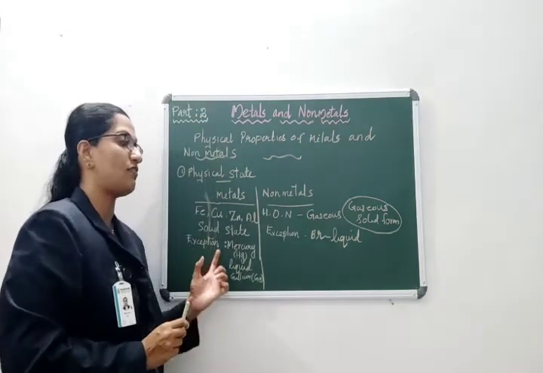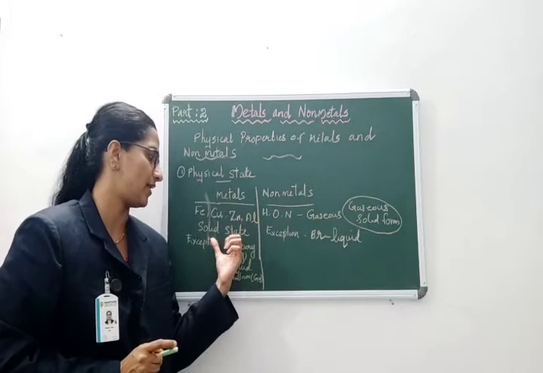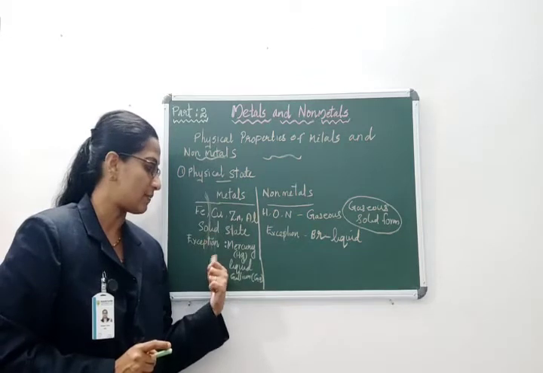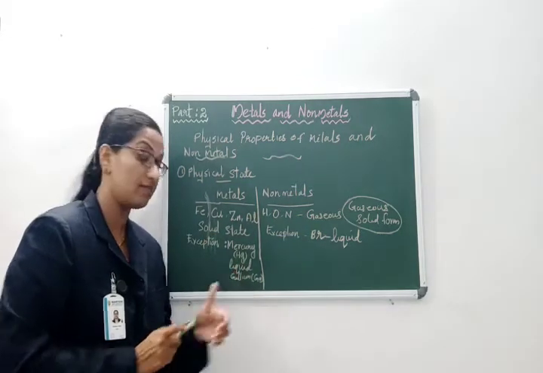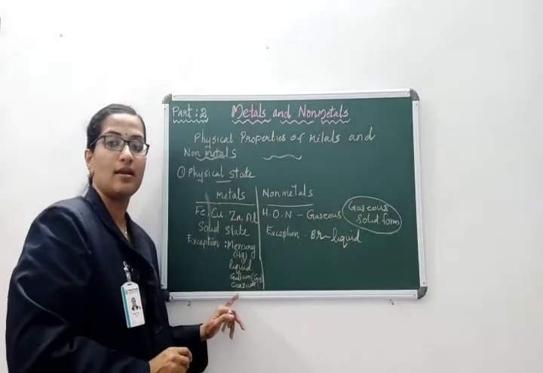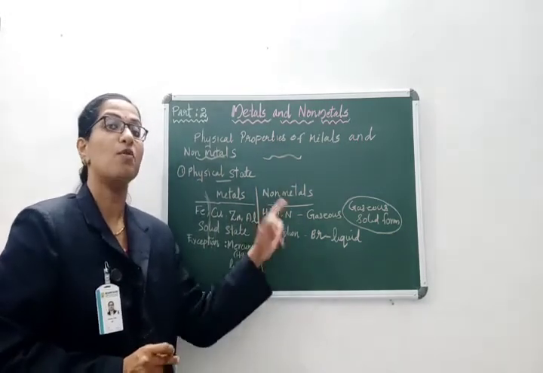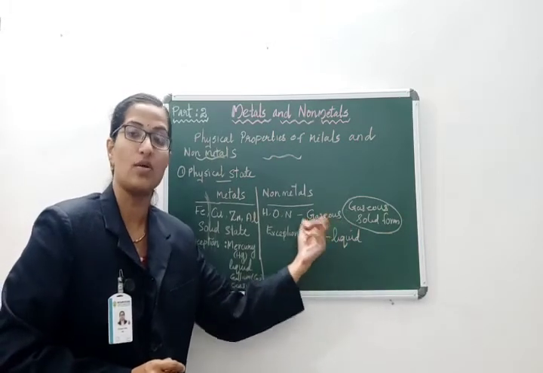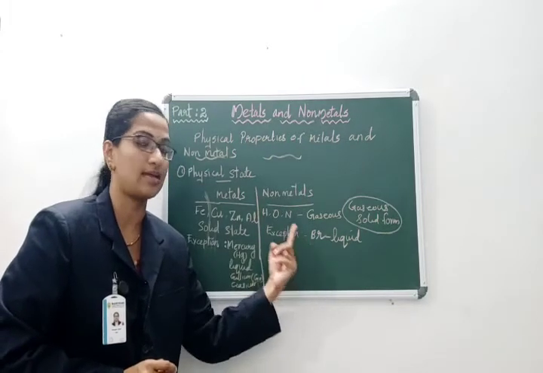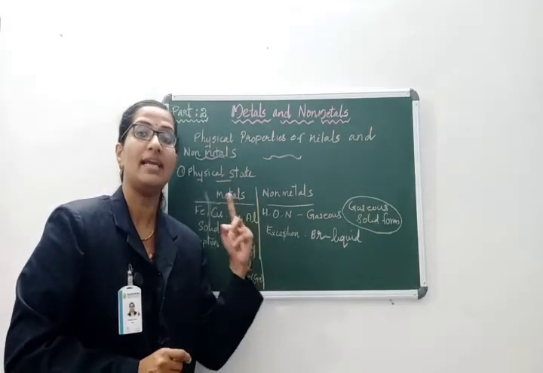So how can you differentiate this? Generally, most of the metals are hard. They are in a solid state except mercury and gallium. Even cesium can be in a liquid state at room temperature. And when we talk about non-metals, most of them are in a gaseous or solid state. There is also an exceptional case here, the bromine. Bromine is present in the liquid state.